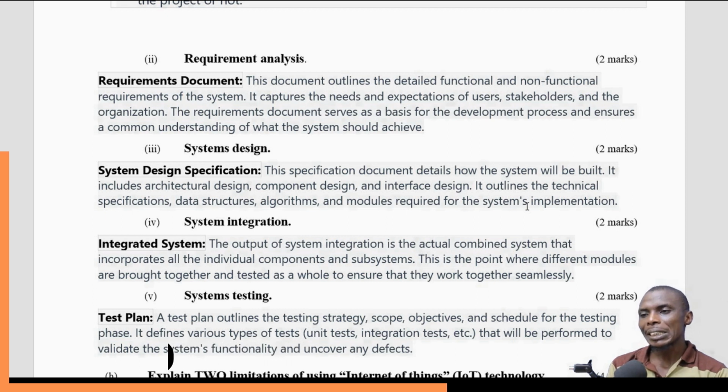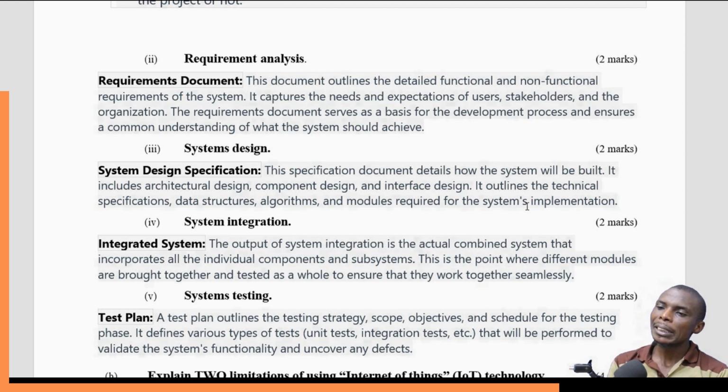Then we have what we call system integration. So there are different bits or those different modules. How will they function together? So we say the output of the system integration is the actual combined system that incorporates all the individual components and the subsystems. So that is a point where all those modules that were designed separately are now brought together, and they are tested as a whole to ensure that the entire system functions well. So that is the output of the system integration.